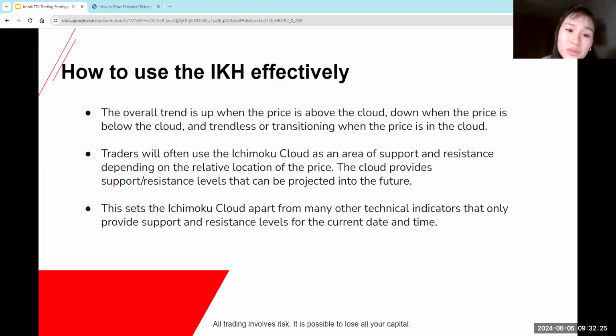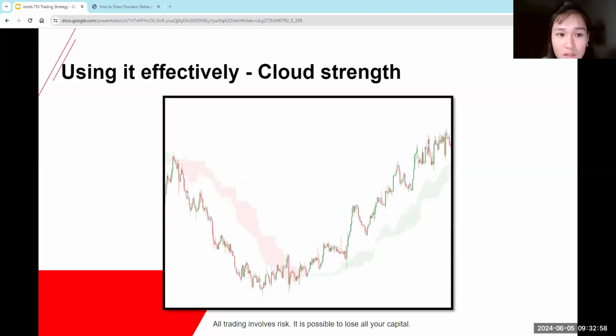So traders will use the Ichimoku cloud as an area of support and resistance depending on the relative location of the price. The cloud provides support and resistance levels that can be projected in the future. The Senko span lines are leading lines. And this sets the Ichimoku Cloud apart from many other technical indicators that only provide support and resistance levels for the current date and time.